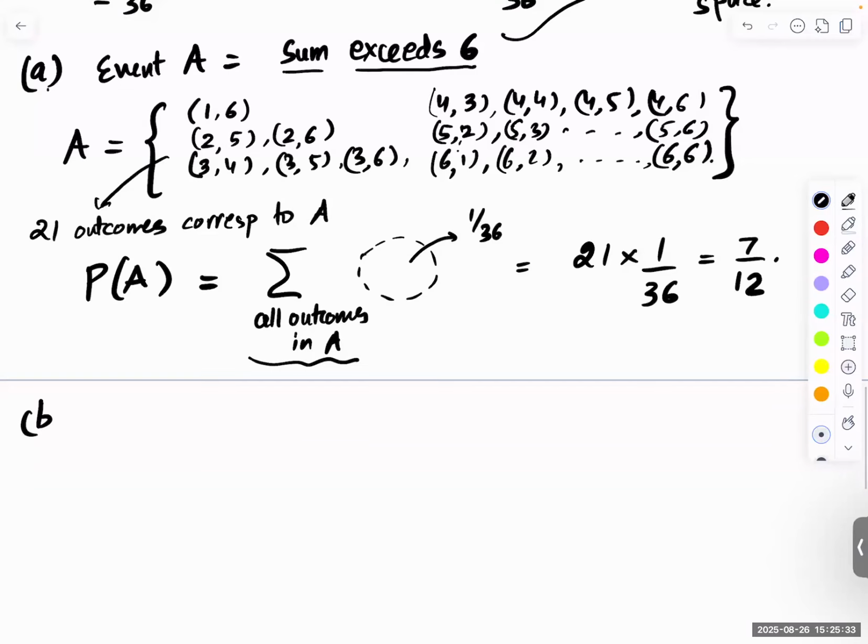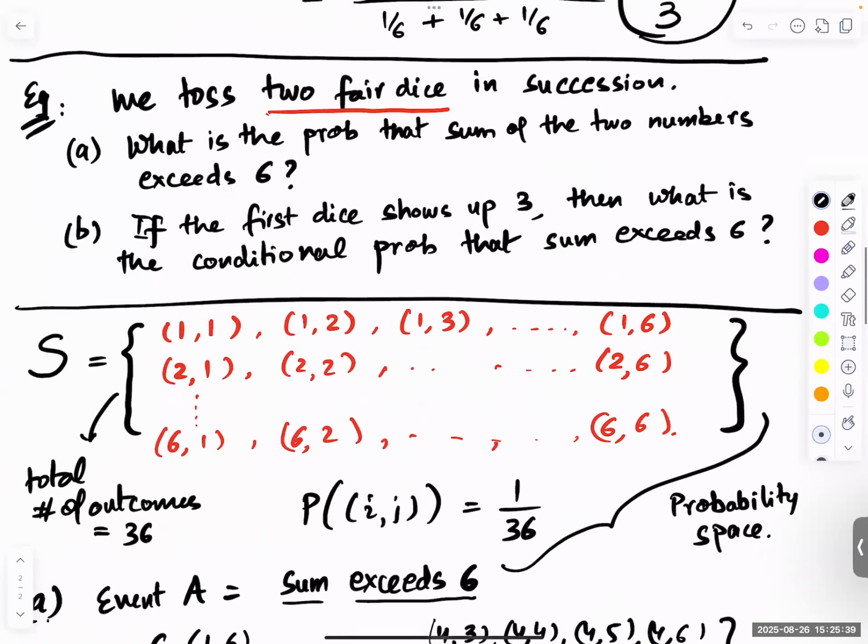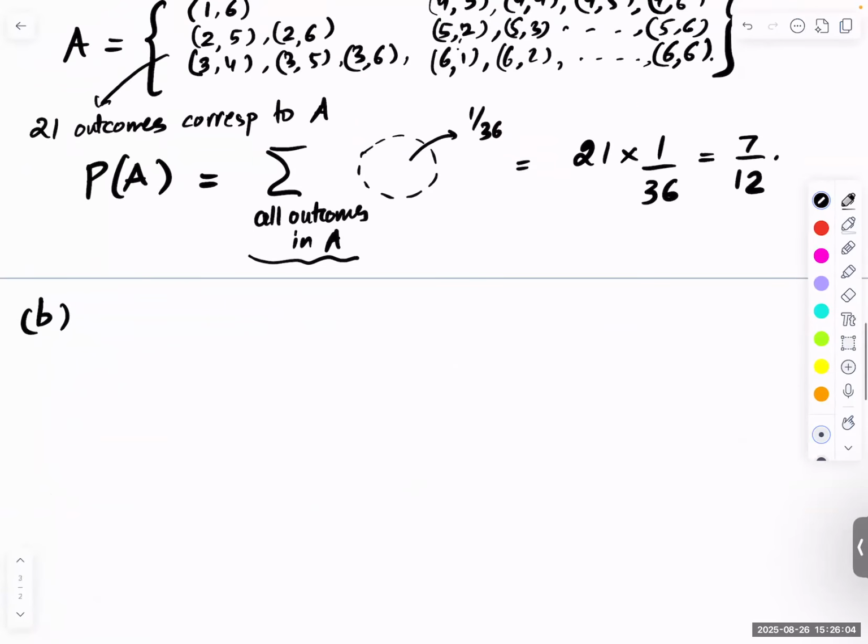Let's go to part B. Let's read the question again. The question was, if the first dice shows up 3, then what is the conditional probability that the sum exceeds 6? Okay. So after reading this question, the first thing you should think is, since we are doing conditional probability, there will be 2 events. So A is the event of the sum exceeding 6. Then we should also write down the event B, which corresponds to the first dice showing up 3. Okay, so let's write down that event.